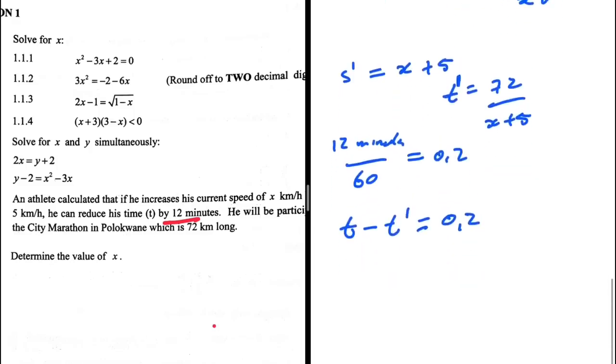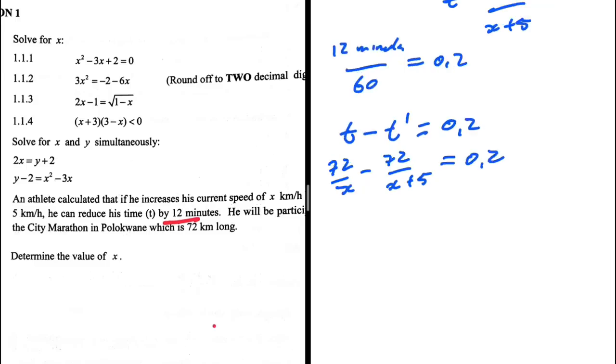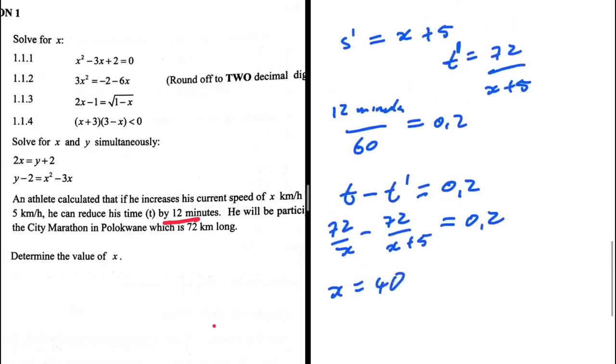So t is 72 over x, t prime is 72 divided by x plus 5, equals 0.2. When we have this equation, it's just a matter of solving for x, right? In doing that, you will end up with x equal to 40. How you actually get from here to x equals 40 is really up to you, how you choose to manipulate it. But you have to end up here one way or another.